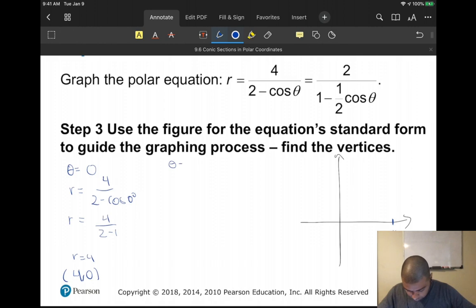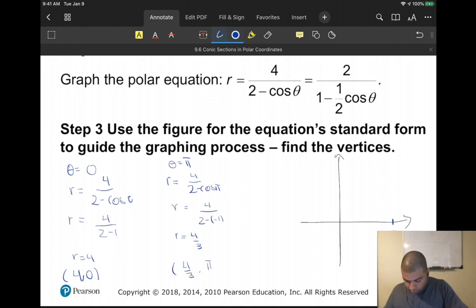And then theta equals pi. So it's 4 over 2 minus cosine of pi. Let me erase this angle symbol here. Remember the cosine of pi, which is 180 degrees, is -1, so that's 2 minus -1, so that's 4/3. So we have the point (4/3, pi). So in the pi direction, we have 4/3 here. So this is the other vertex. I already have my directrix here.